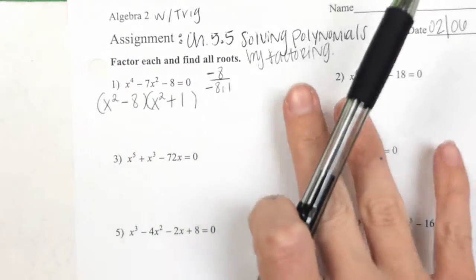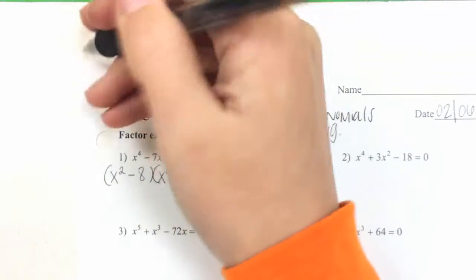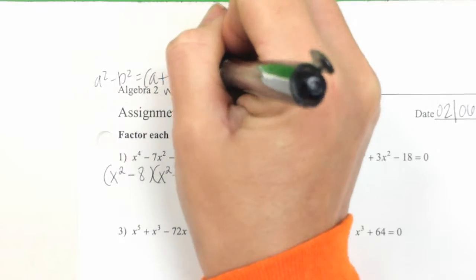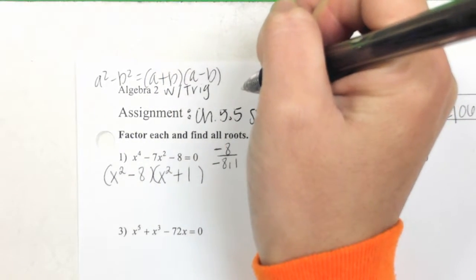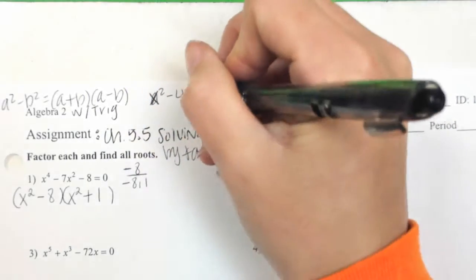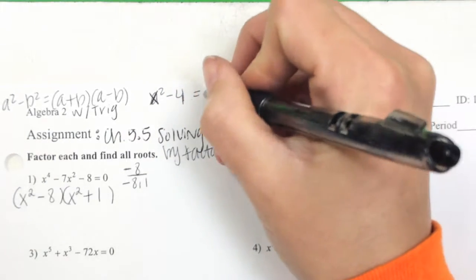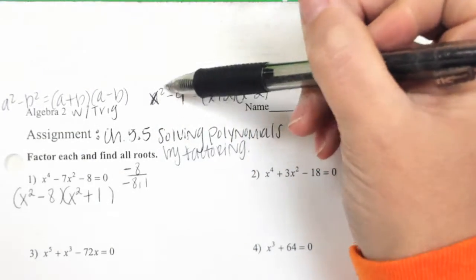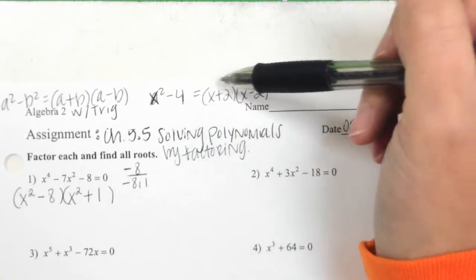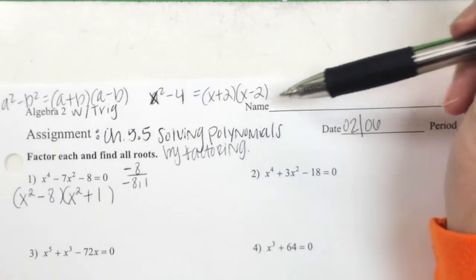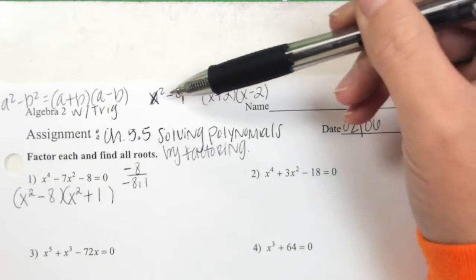Okay, and the difference of squares formula, I'll write it up here, but it's a squared minus b squared equals a plus b and a minus b. For example, if we had x squared minus 4, we could factor this by doing x plus 2 and x minus 2. Because the square root of x squared is x, square root of 4 is going to be positive or -2. And notice if we were to fold this out, our middle terms would cancel out and we'd be left with x squared minus 4.